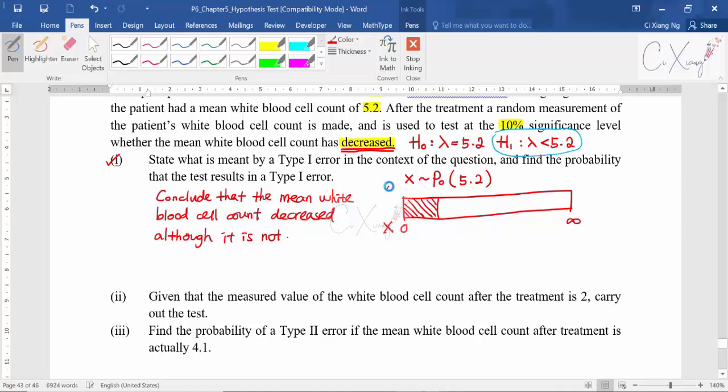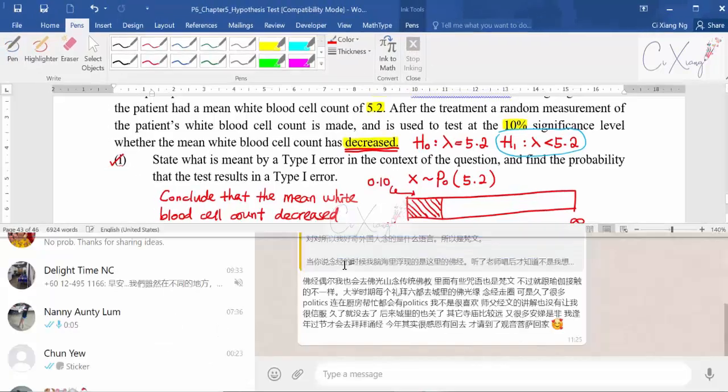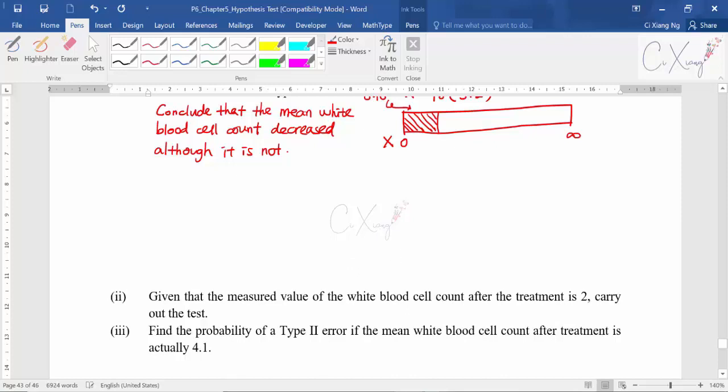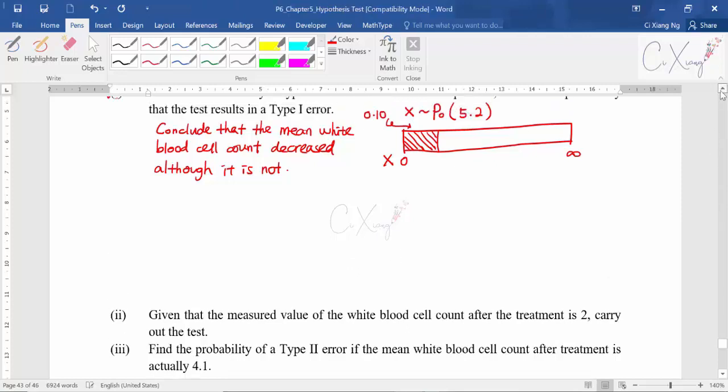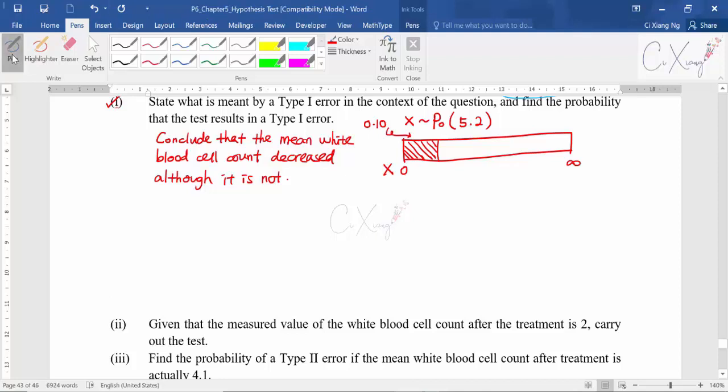And I know that this area is alpha. So in this case, alpha is 10% also, right? So you have 0.10. Okay, now I want to find out the rejection region. So I will start from the small number. How can I do it from the small number here?